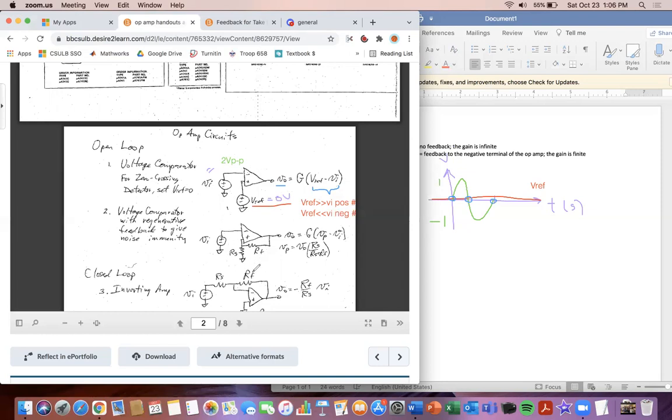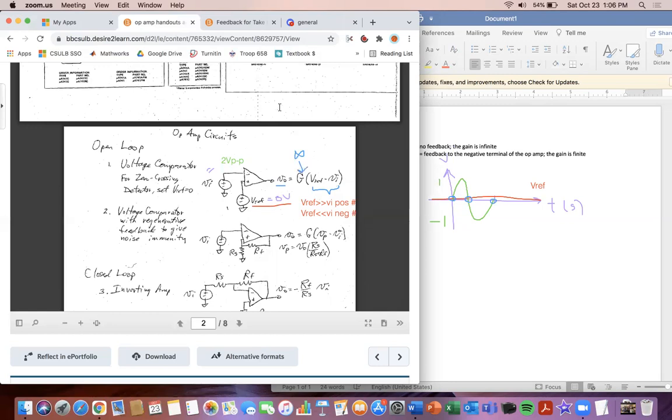Versus in a closed loop, the gain is a finite number. We see here it's RF over RS, or it can be 1 plus RF over RS. And now that we went over that, I'm going to go back to the open loop example and show you what the output voltage would look like. For the open loop, the gain is infinite, so I'm going to write here just the infinity symbol.